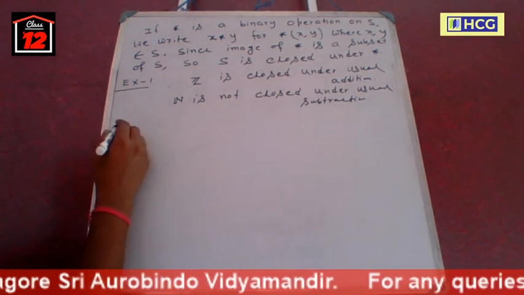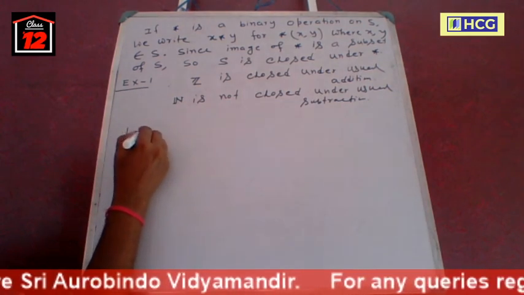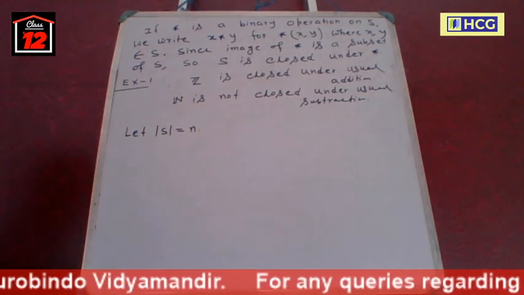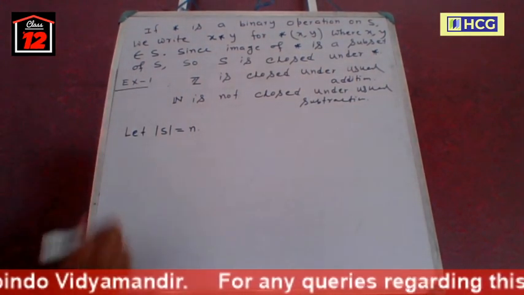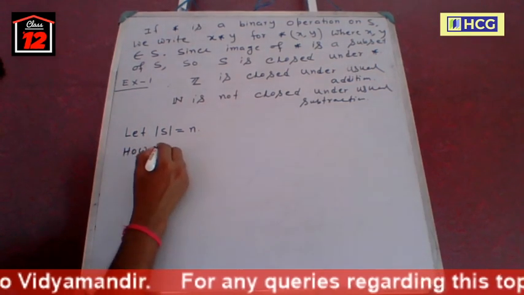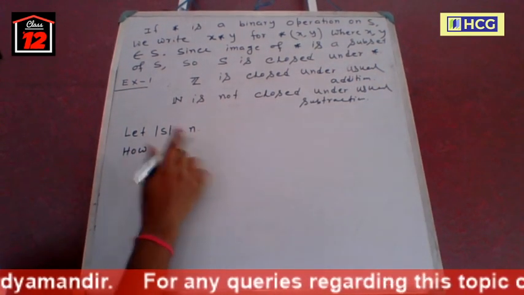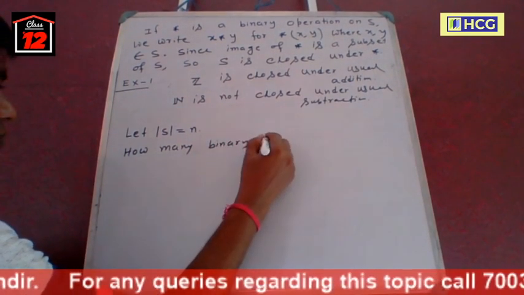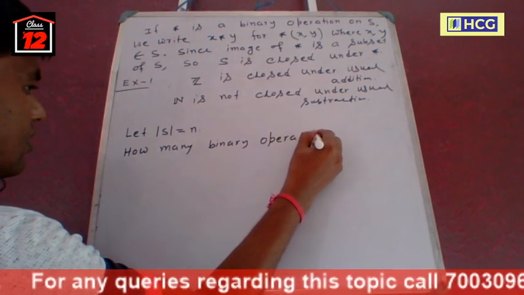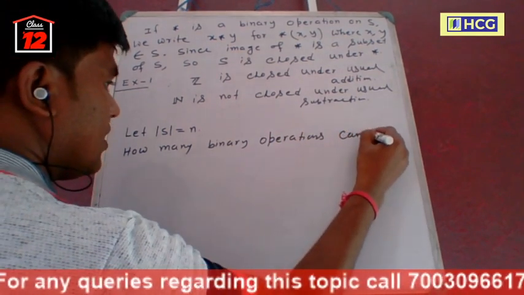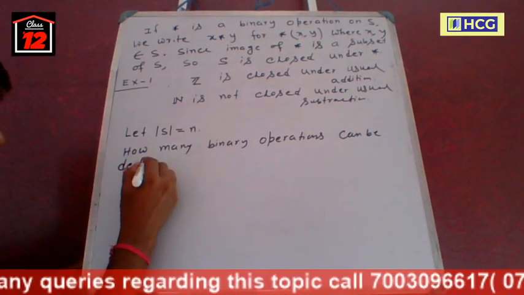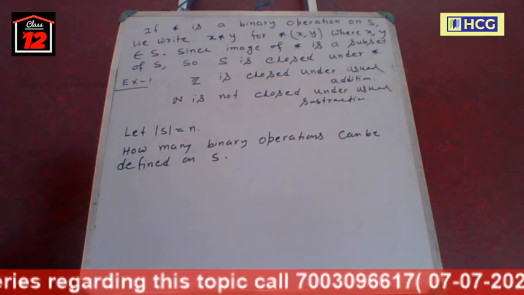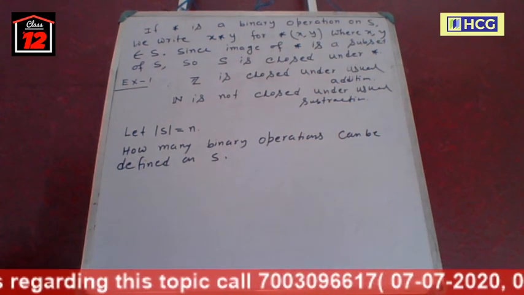Now let capital S be a set with n elements. There is a question: how many binary operations can be defined on S?